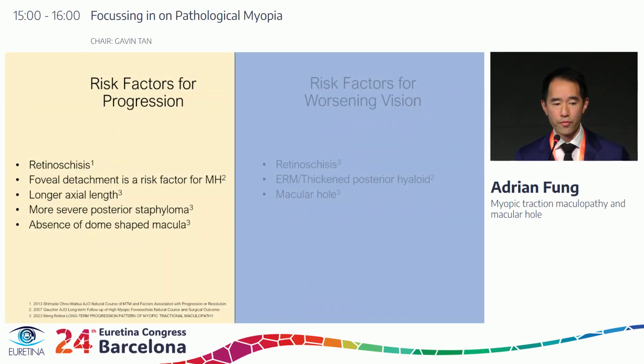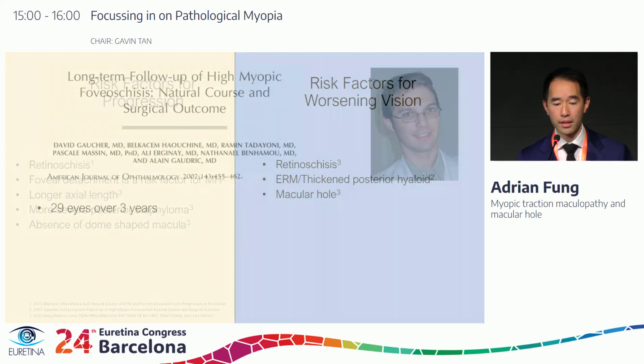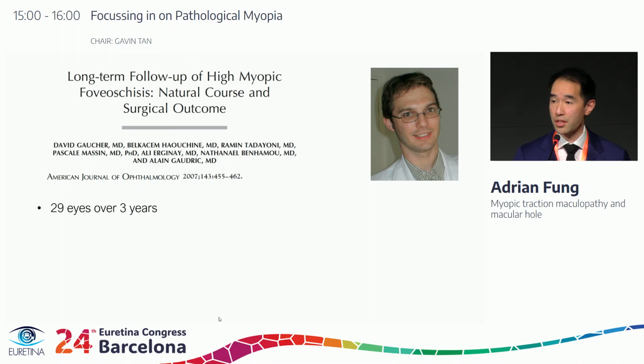Here are the risk factors for progression on the left, so the increasing amount of retinoschisis. Foveal detachment is a risk factor for macular hole development, a longer axial length, more severe posterior staphylomas, and an absence of a dome-shaped macula. These are all risk factors for progression. Risk factors for worsening of vision include retinoschisis, the presence of an epiretinal membrane or a thickened posterior hyaloid, and a macular hole.